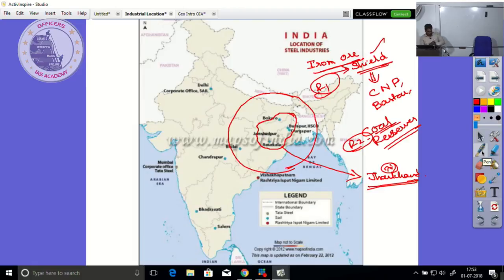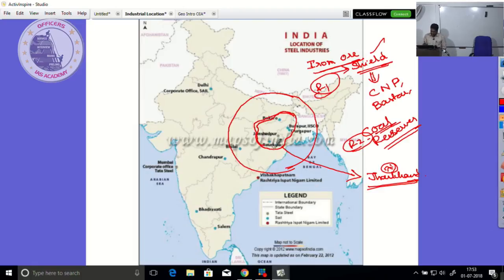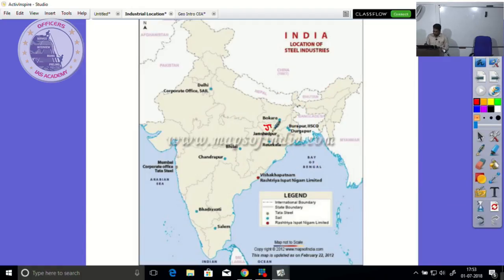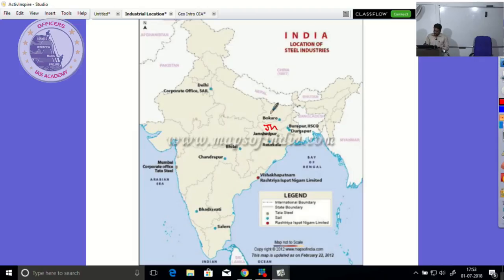Now, when I talk about these locations, I said these are the places. When I talk about Jharkhand, it is not only Jharkhand; adjoining Bihar we have, West Bengal we have, Orissa we have, Chhattisgarh we have. These are the states which are adjoining Jharkhand.